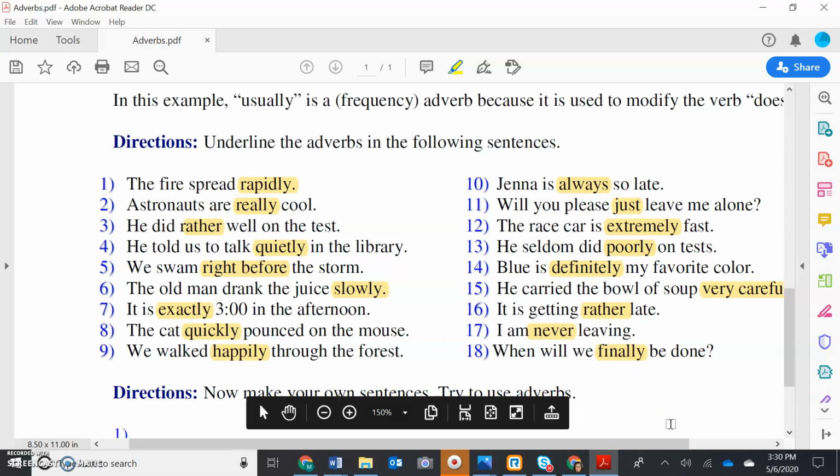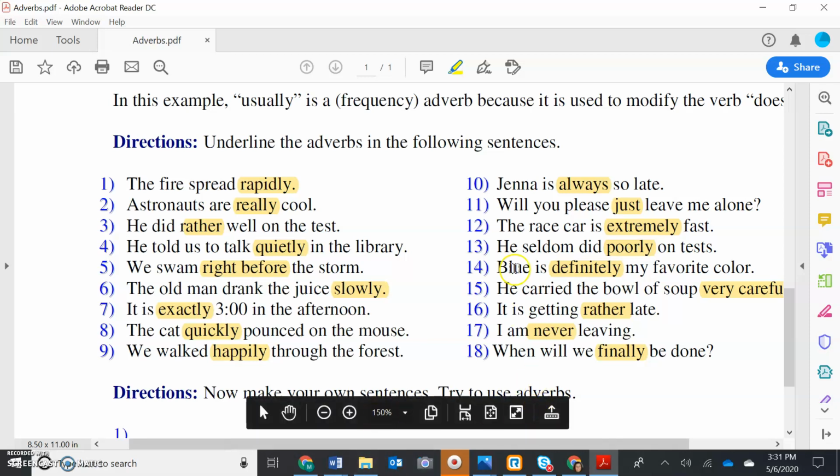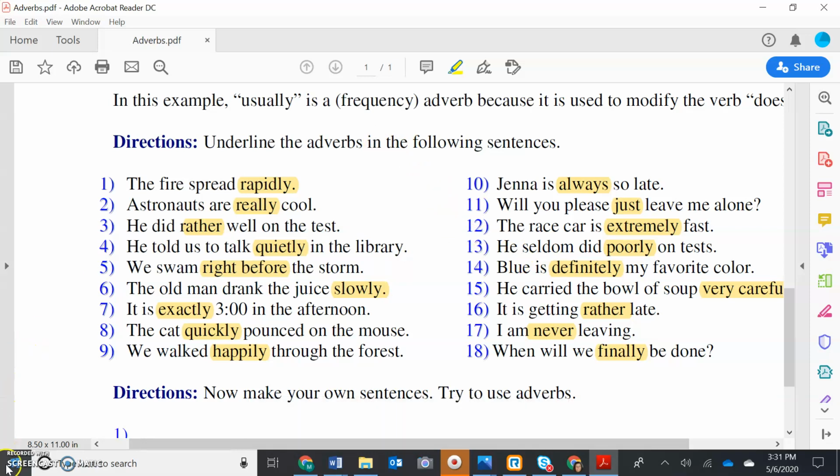Okay, so now you should have written down 18 words, and these words are all adverbs. And if you look at the adverbs, you'll see most of them ended in ly. So that kind of gives you a hint there. Okay, please, if you need to, pause the video and finish writing down your adverbs. When you get your adverbs finished, please take a picture of this and send it to me.